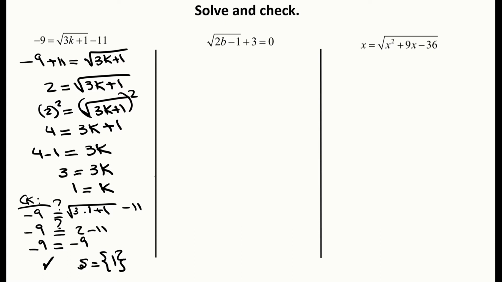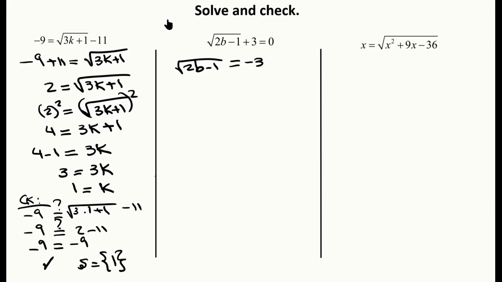Okay, so moving on to this middle problem, notice we have the square root of 2b minus 1, and if we isolate it, we end up with -3 on the other side. It doesn't matter what the expression in here is. If you're alert enough, again, you can go ahead and say no solution at this point because there is no real number whose square root is a negative number.